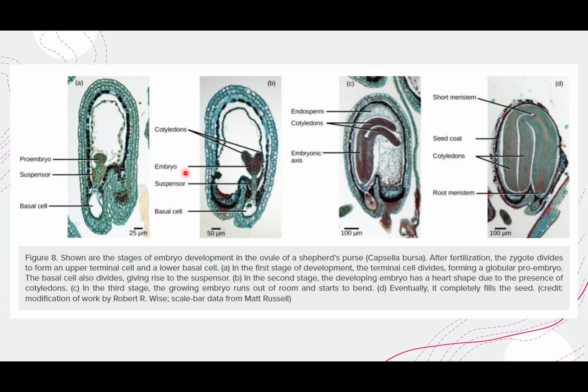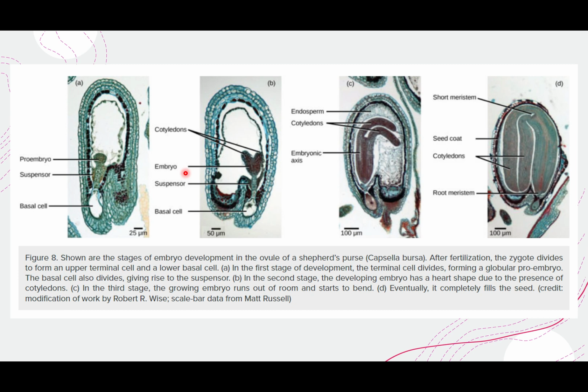what we call Capsella bursa-pastoris. So this is just looking at Capsella bursa-pastoris and what happens after its double fertilization. We're going to have the creation of the basal cell, and we'll have a suspensor that attaches itself to a proembryo. And then the proembryo will develop into an embryo, and the embryo itself will grow cotyledons, and now it will grow over into our endosperm.